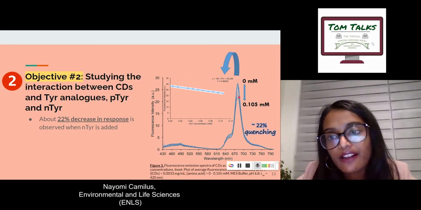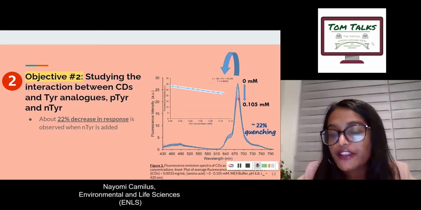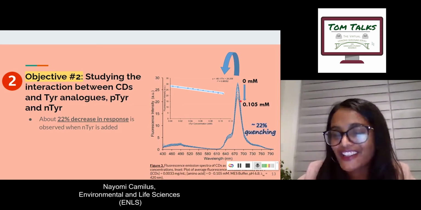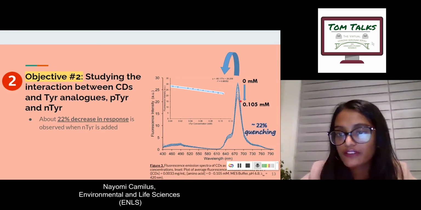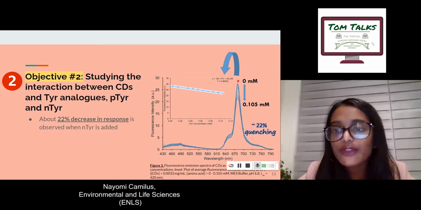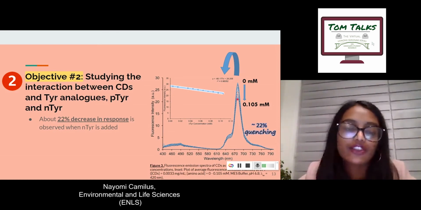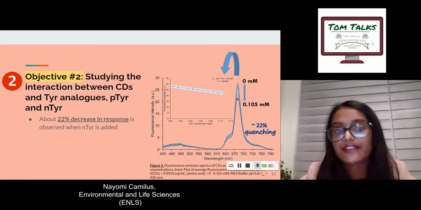So the carbon dots actually go down as you increase the nitrotyrosine concentration to about 0.105 millimolar. When you calculate this decrease, it's about a 22% decrease in response, and that is quite a lot in terms of actually detecting.